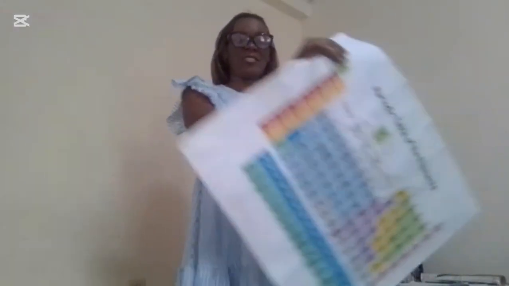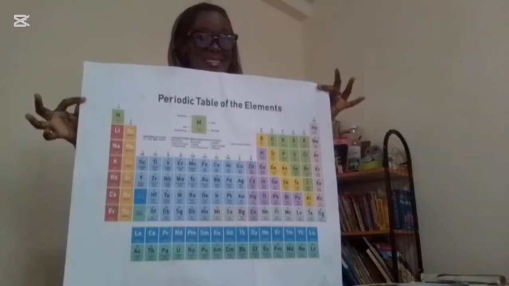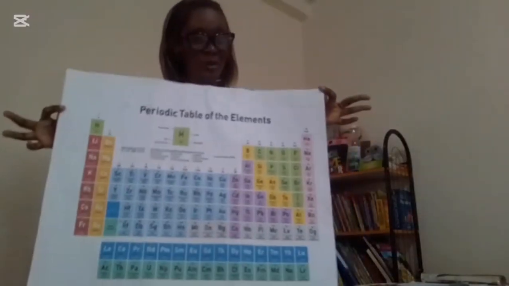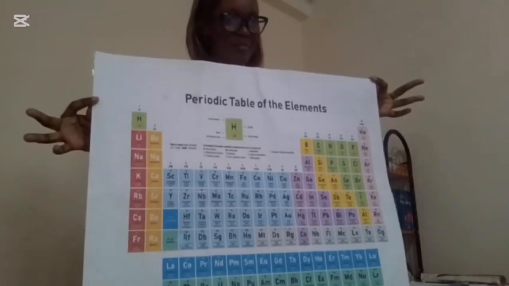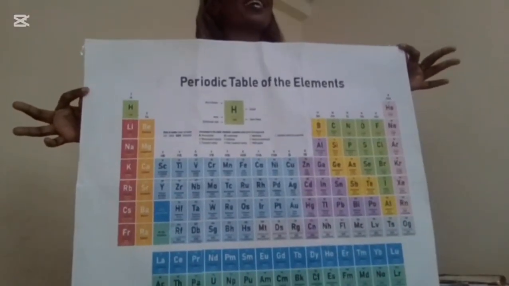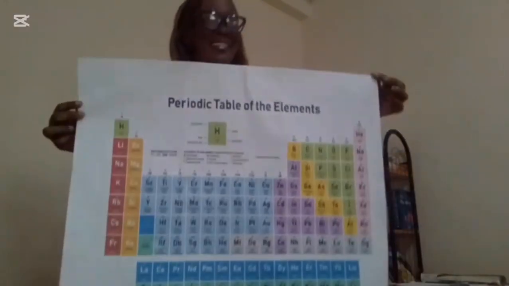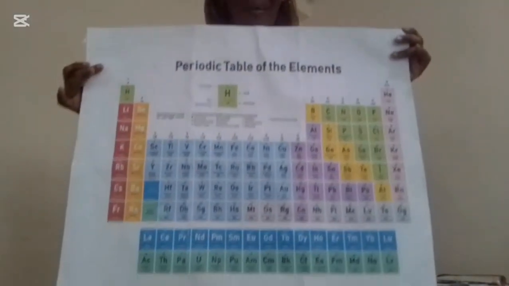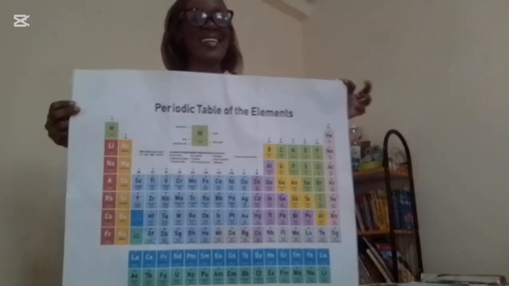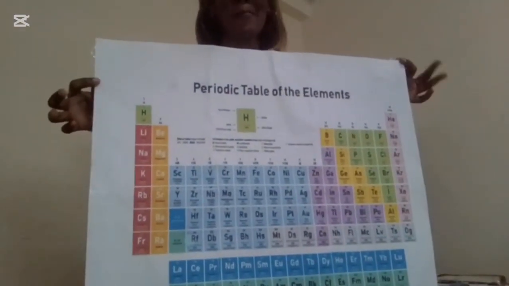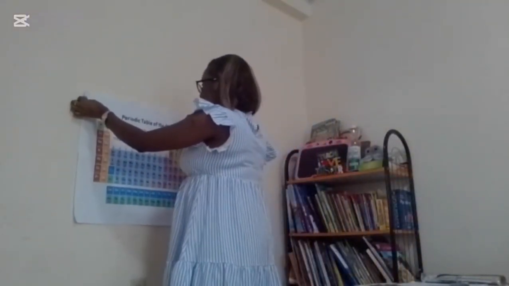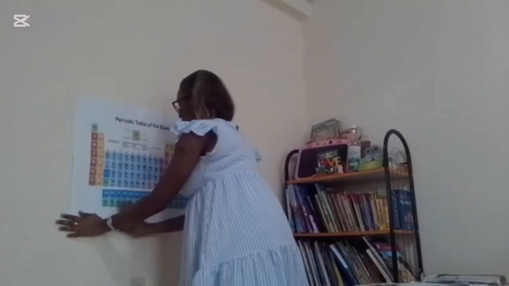Here, I have a chart of what the periodic table looks like. What do you notice about this periodic table? Yes, Anita, it has letters, capital and lowercase letters. Okay, yes, it has capital and lowercase letters. What else? It has numbers. Okay, very interesting. So let me put this here. So this is what our periodic table looks like.